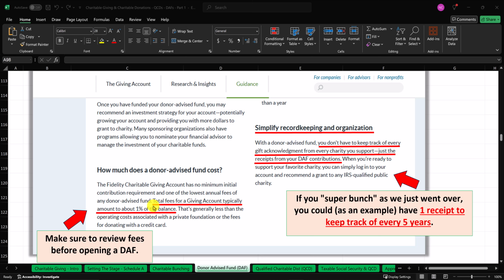And then one more thing just to be aware of and to check out before you open a donor-advised fund, make sure to check out fees. It says here total fees for a giving account typically amount to about 1% of the balance. So just something to be aware of before moving forward with your donor advised fund strategy.